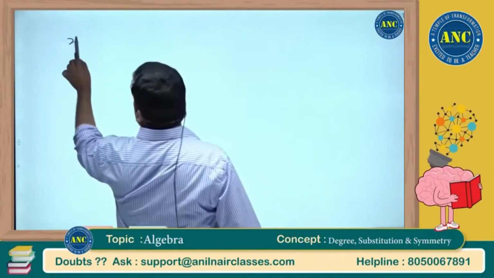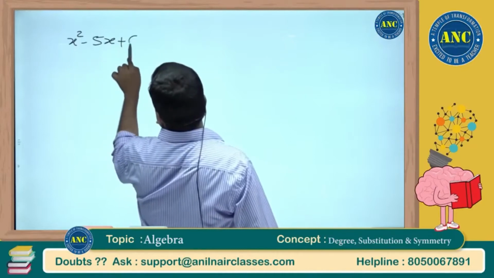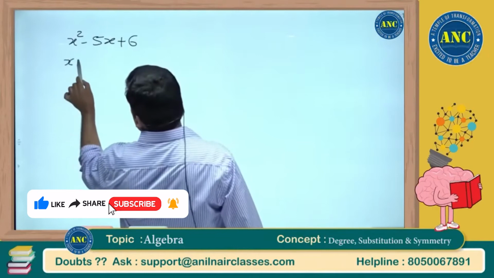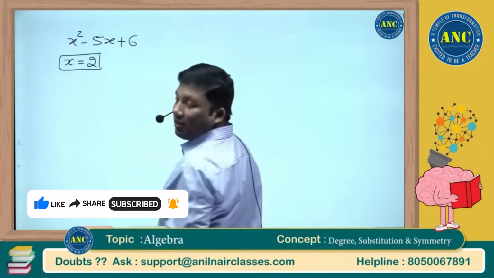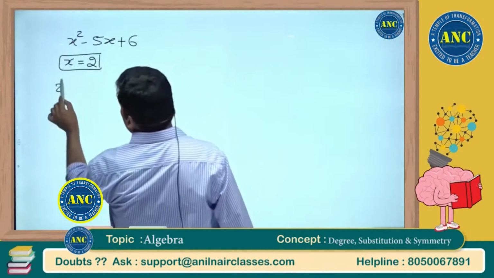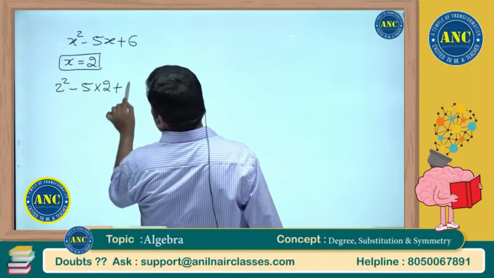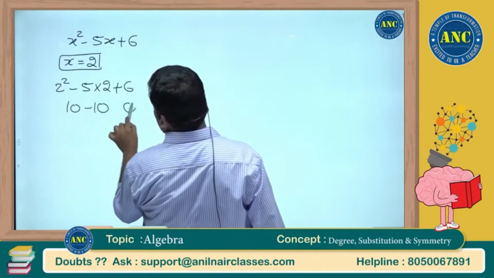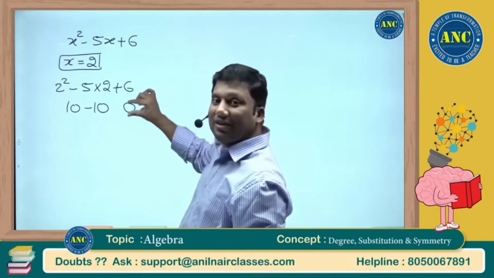x square minus 5x plus 6. Now if I substitute x equivalent to 2, this will become 2 square minus 5 into 2 plus 6. 4 plus 6 is 10, 10 minus 10 is 0. This expression is giving 0.